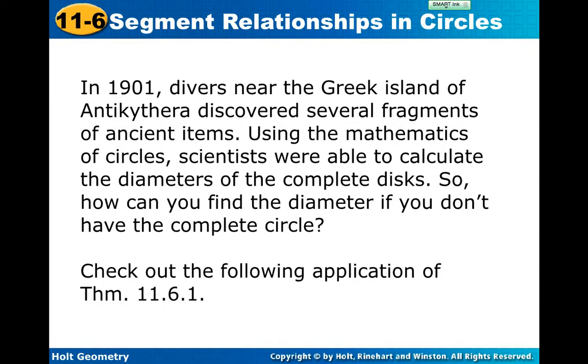All right. This says, in 1901, divers near the Greek island of Antikythera discovered several fragments of ancient items. Using the mathematics of circles, the scientists were able to calculate the diameters of the complete discs. So how can you find the diameter if you don't have the complete circle? Now, we did the construction yesterday. How did we find the center of the circle, even if we didn't have the whole circle? Tina, you're having trouble today. How did we do that construction yesterday? We did it twice, once with the whole circle and once with just an arc.